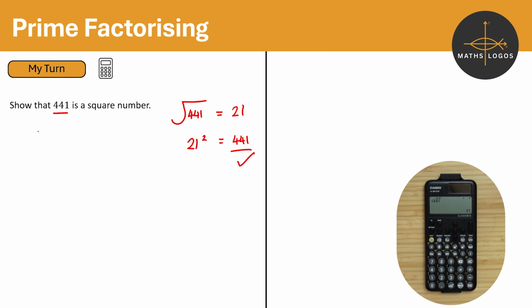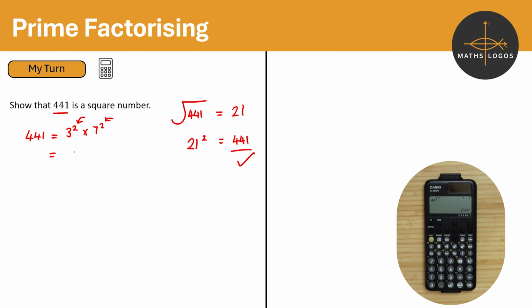But let's also see how we could get there using this skill of prime factorizing that we've been working on today. So let's look at 441. I'll type that in my calculator and hit execute format and turn it into the prime factorized version. And that gives me 3 squared multiplied by 7 squared. Now what you want to notice there is that both of the indices on these numbers are multiples of 2. And if that's the case, then the number is a square number.